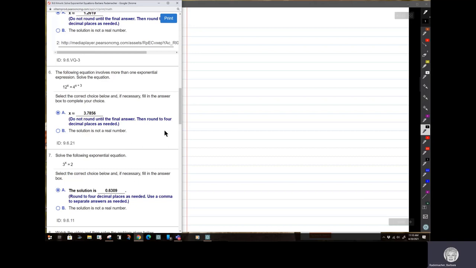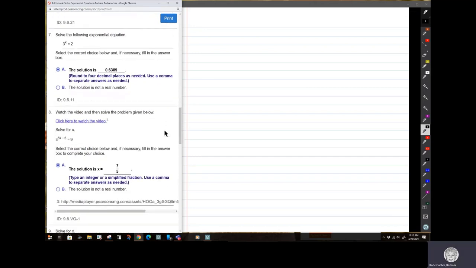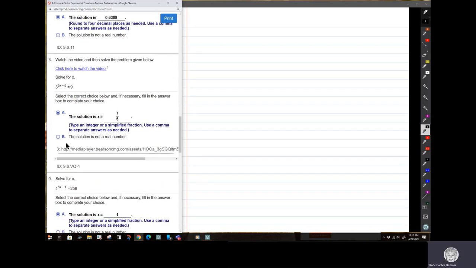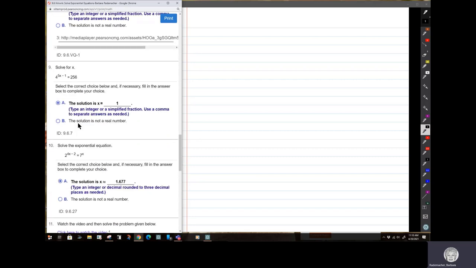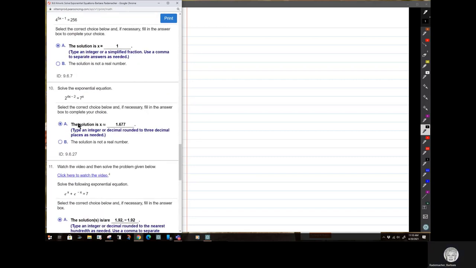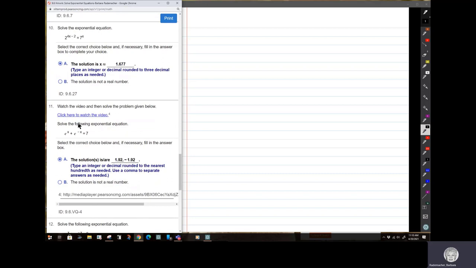Okay, now, take the log of both sides. I mean, for the most part, we're repeating problem types that we've already done. So let's move on to the really hard ones. Number 11.